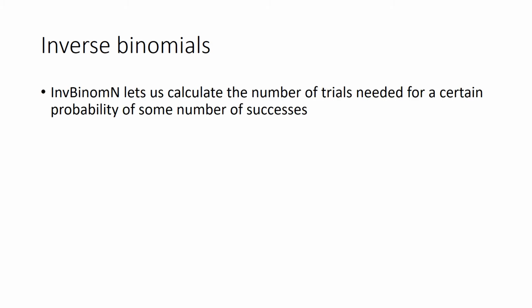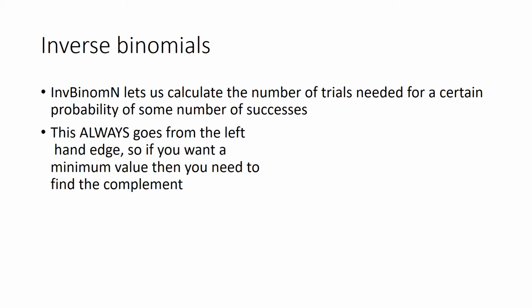Basically, your question will look something like, this event has a probability of 0.2. How many trials do I need to have a 95% chance of 10 successes? They'll tell you how many successes they want. They'll tell you what the probability is, and they'll tell you how much probability you want to achieve. It's the number of trials needed for a certain probability of some number of successes.